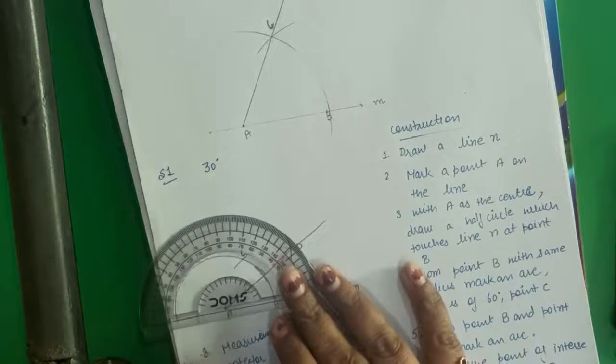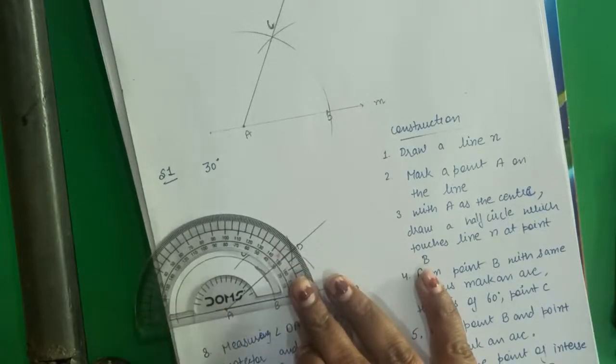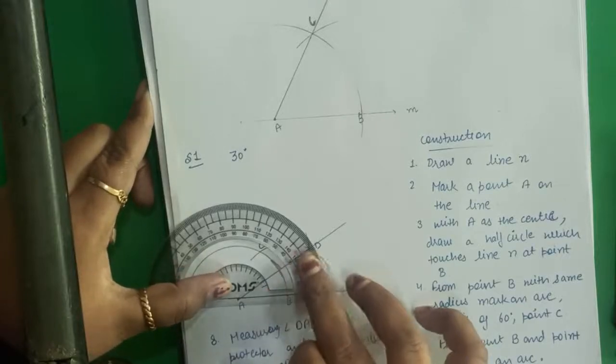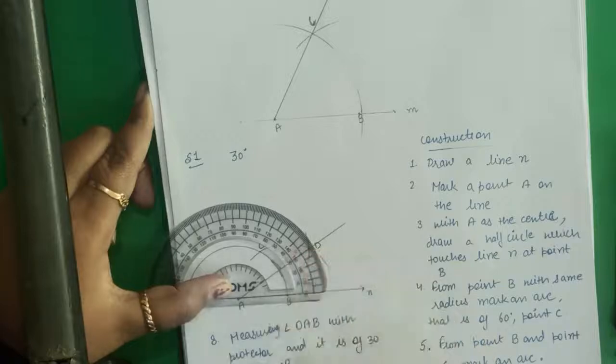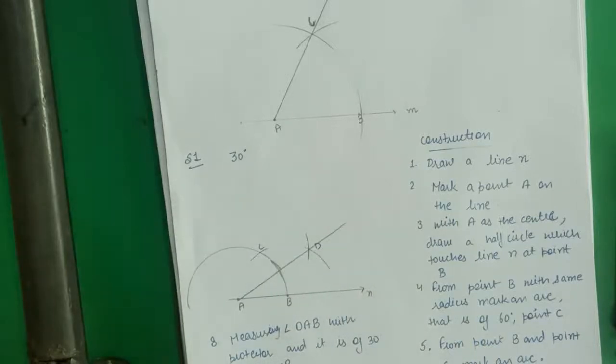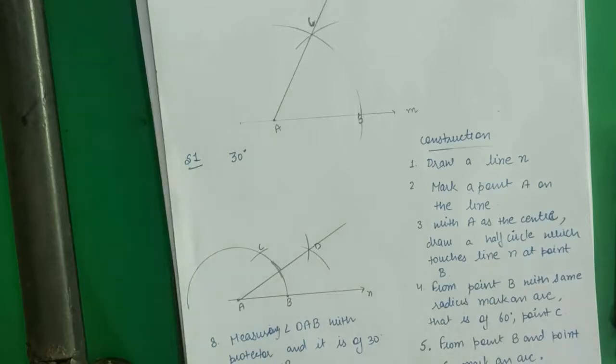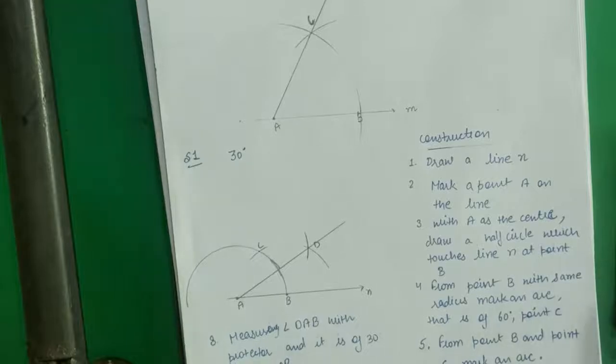Now we will measure it. See here, put the center of the protractor on D, and see, this one is equal to 30 degree, exact 30 degree. Clear बच्चे? How to construct an angle measuring 30 degree and write down the steps of construction for it. So this is the way to write down the constructions. I will tell you the construction only in this question. After that, you will do the construction yourself.